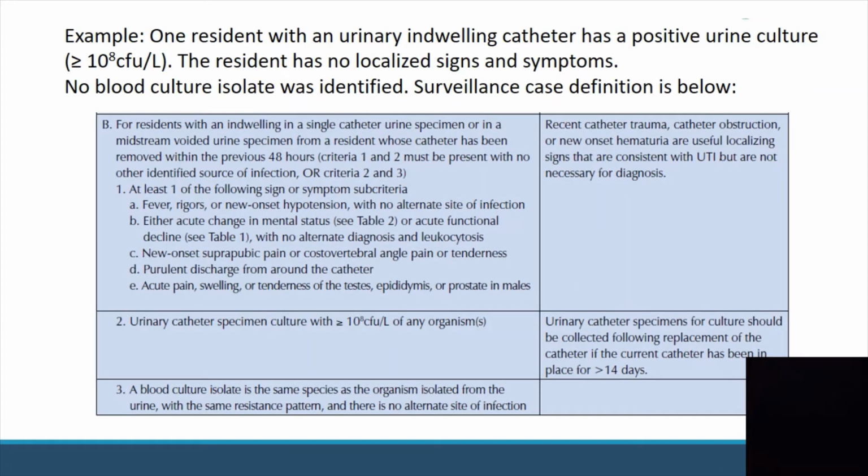The resident does not meet the case definition. There are two ways to meet the case definition. The first is to meet criteria 1 and 2. The resident does not meet criteria 1 as they do not have any signs and symptoms, so right away they don't meet criteria 1 and 2.